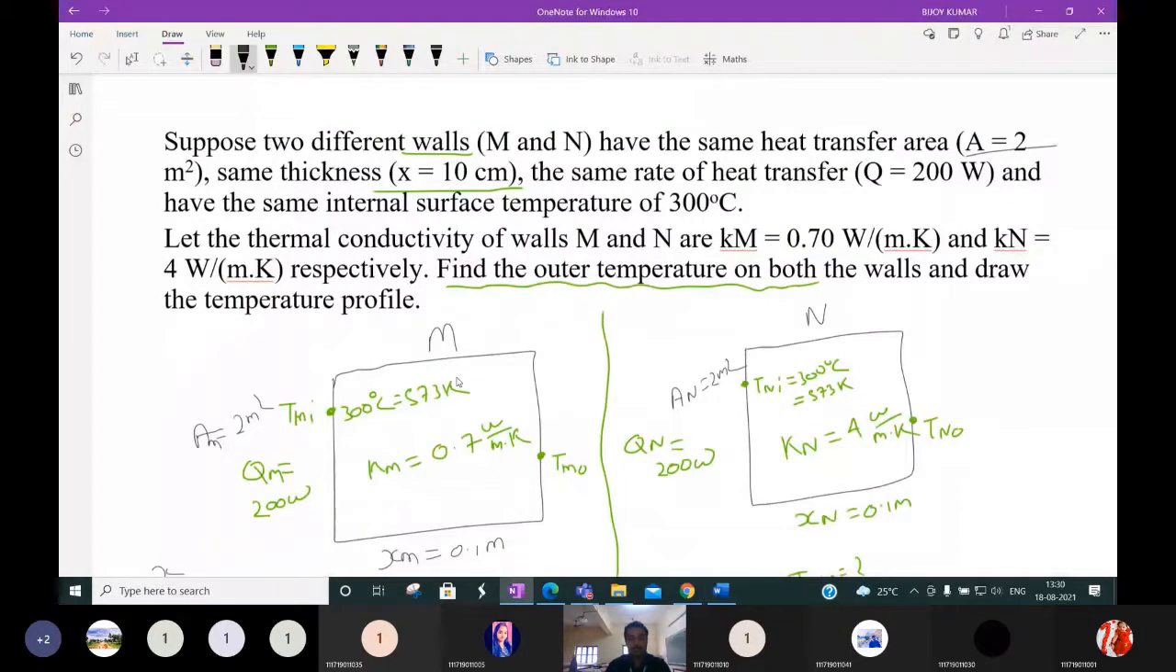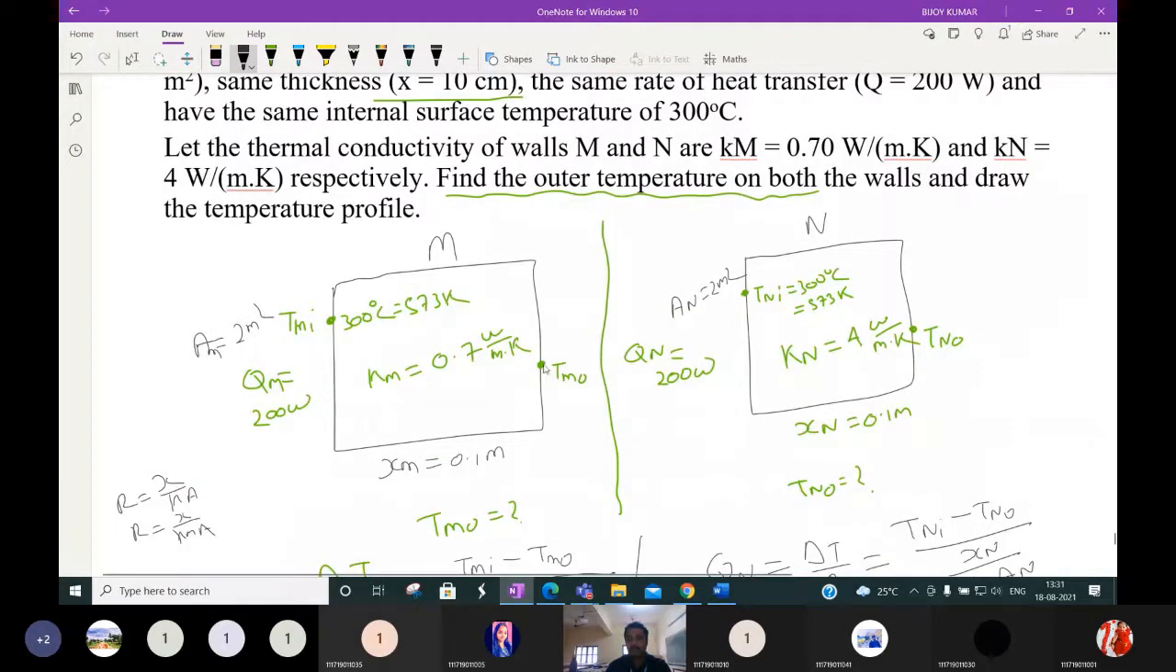Okay, the Km value, the thermal conductivity of this one is 0.7, and here the thermal conductivity is 4. Then the inside temperature was given as 300 degrees centigrade, which means 573 Kelvin. Here the inside temperature is 573 Kelvin. You have to find out the outer temperature on both the walls. Outer temperature means TMO and TNO.